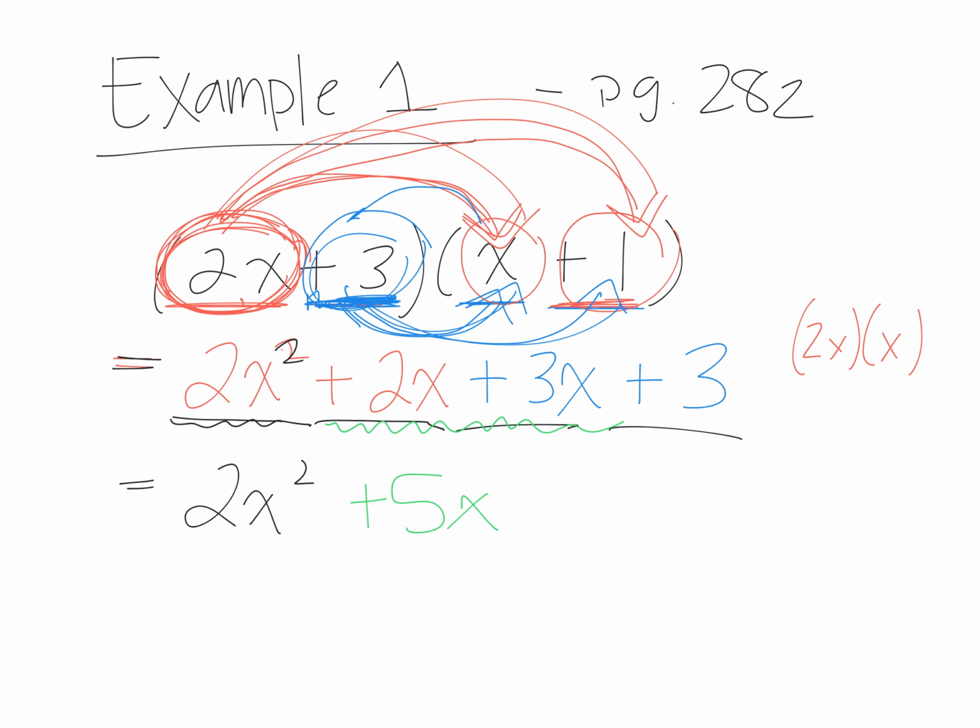Not squared. If I have 2 apples and you have 3 apples, how many apples do we have? 5. We don't have 5 apples squared, we just have 5 apples. And then I have a term at the end which just says plus 3. Can I add or subtract that with anything? No. So that's it. That's the answer.